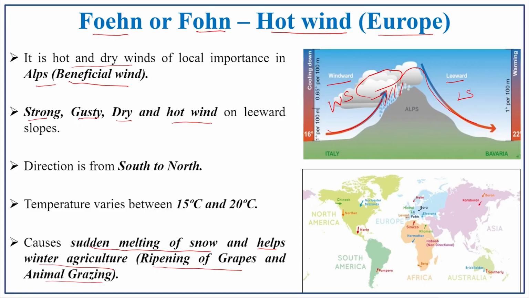What will it be doing? It will give a sudden melting of snow and helps winter agriculture, that is, ripening of grapes, and animal grazing is supported by this wind. While we discuss the wind, it is most important to know the direction of the wind. This Fohn wind is located here in Europe, and it is blowing here. So, the direction is from south to north, and the temperature varies between 15 degrees Celsius and 20 degrees Celsius.